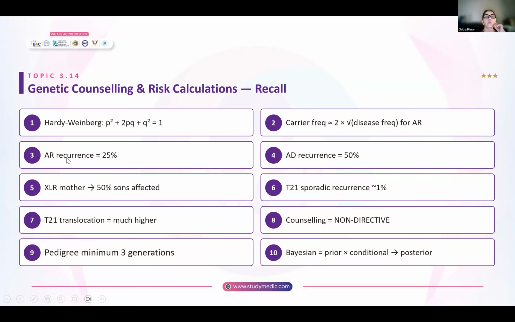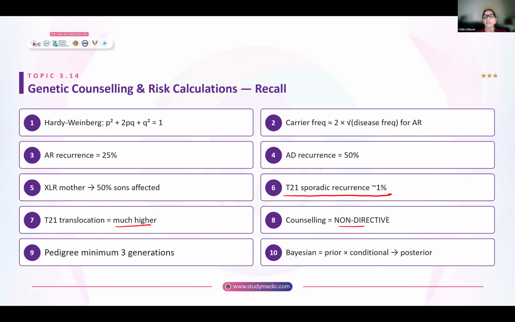For any autosomal recessive, if both the parents are carriers, 25% of the offspring are going to be affected. For autosomal dominant, 50% of the offspring are affected. Whenever it is an X-linked recessive disorder, 50% of the male sons are affected. For T21 or Down syndrome, sporadic recurrence is about 1%. If it is translocation in the parents, the risk is much higher.